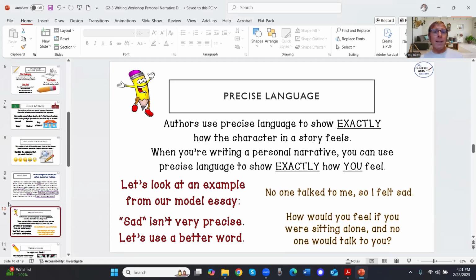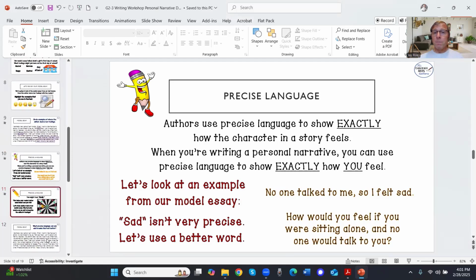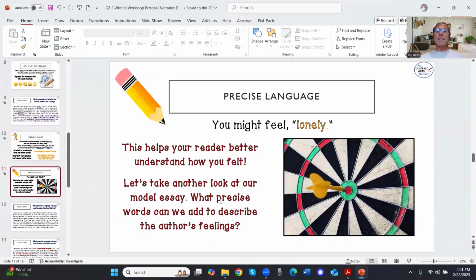So if I go back and I look at the mentor text, I see that our author is sad because no one's talking to them. So if you're sad because no one's talking to you and you're all alone, you would feel lonely. And I think that's something that we should be able to draw out from our young writers. Remember, our students are generally around 7 or 8, maybe 9 years old for this particular lesson. So they should be able to come to the conclusion that, well, if I have no one talking to me, I might feel a little bit lonely.